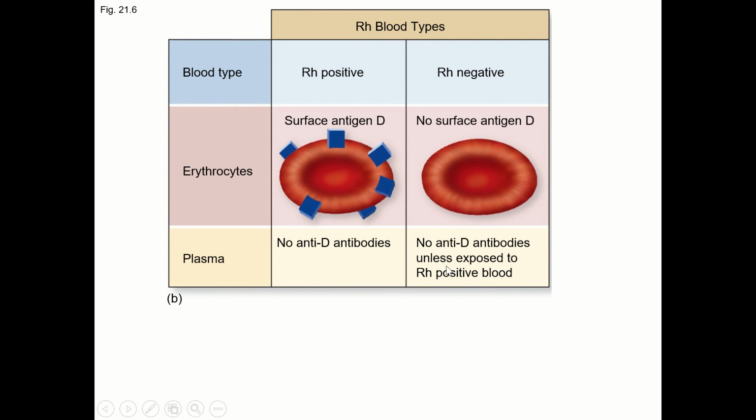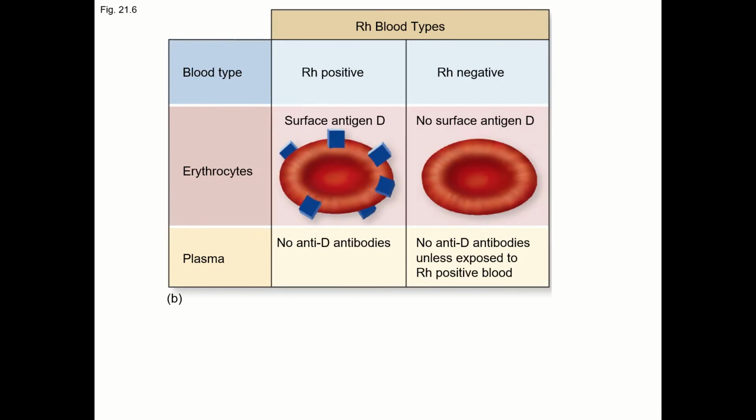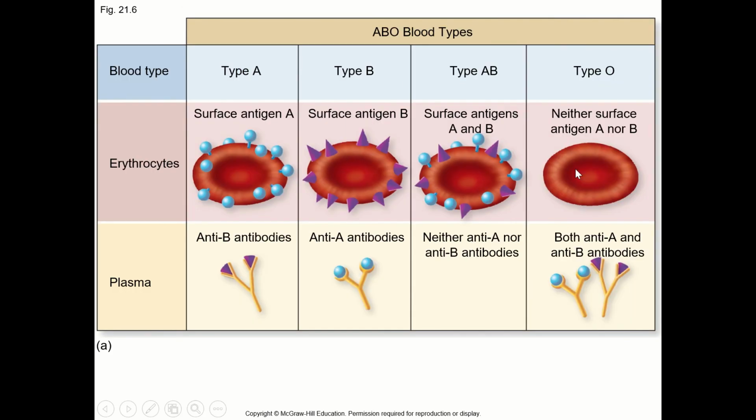Okay, so that's what those blood typings mean. So give blood if you can. And remember, erythrocytes have antigens. Plasma, remember, is mostly water, and that's where your antibodies and blood gases travel. And that's the end of our blood chapter.